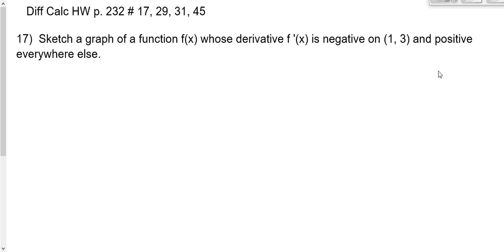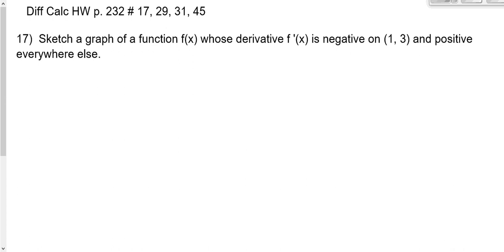Okay, here are the worked out solutions to the page 232 homework on the first derivative test. Number 17, sketch a graph of a function f of x whose derivative f prime of x is negative on the interval from 1 to 3 and positive everywhere else.